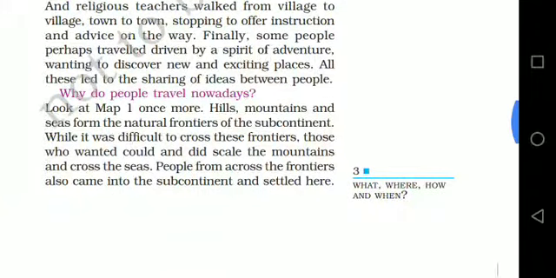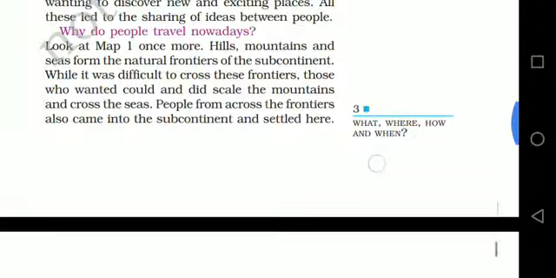Okay, why do people travel nowadays? So basically, in this we can understand why people travel nowadays. They were just going from one place to another. Some people were going because of food, and some were going in search of hunting. And some were also interested in capturing the lands of other people.